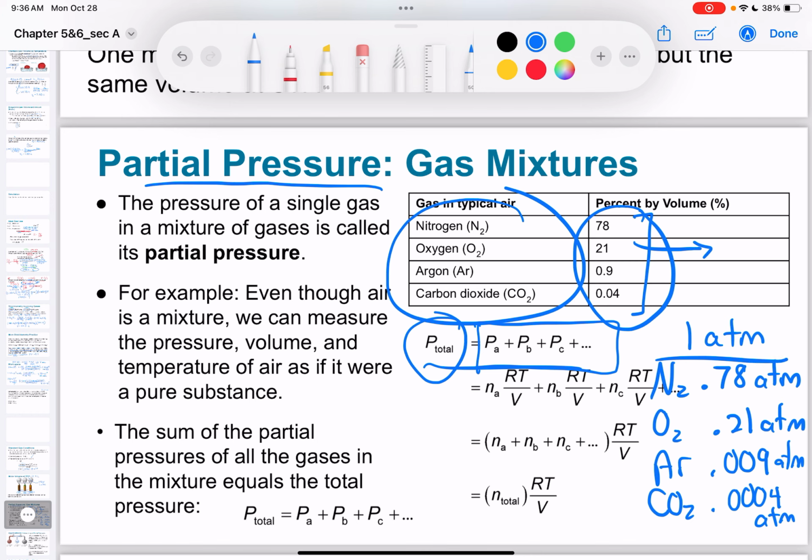So the total pressure is 1 atmosphere, and the individual pressures all add up to give you that 1 atmosphere. So that's what this equation is saying. Really, why this happens is kind of maybe obvious, but the point is they don't interact with each other. The gases don't interact with each other. They behave kind of independently of each other as far as how they contribute to the pressure.